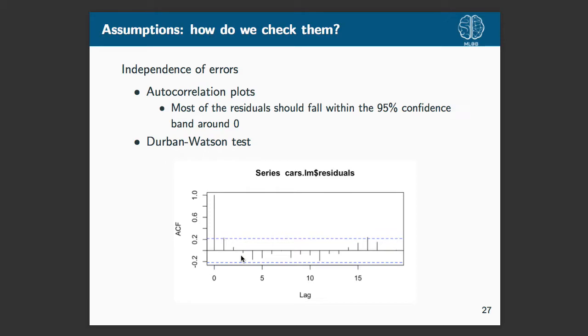So the last thing is, I think, one of the hardest things to check: independence of errors. One way that is really commonly used, and this is coming from time series, is something called an autocorrelation plot, where I plot the correlation of a variable with itself over time. And I should see that most of the residuals fall within this 95% confidence band. And if that is indeed the case, then I don't believe that there is some dependent structure in my data. Again, another test you can do is something called a Durbin-Watson test, and this is a very, very common one that's done for independence.